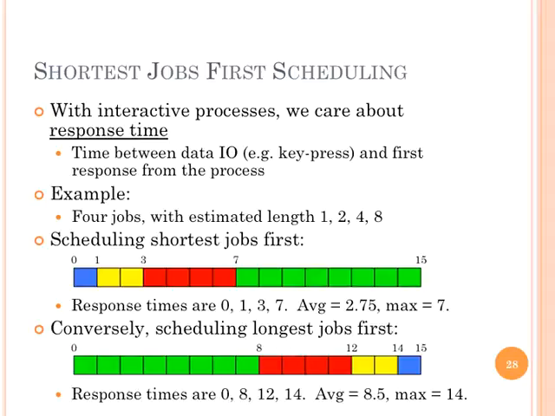And just to illustrate, if we schedule these in the opposite order, the order that compute-intensive processes would want, and no human being would want to use a computer, then you can see how the average response time goes way up when we have the largest jobs running first. So shortest job first does optimize for response time. Interactive processes love shortest job first scheduling.